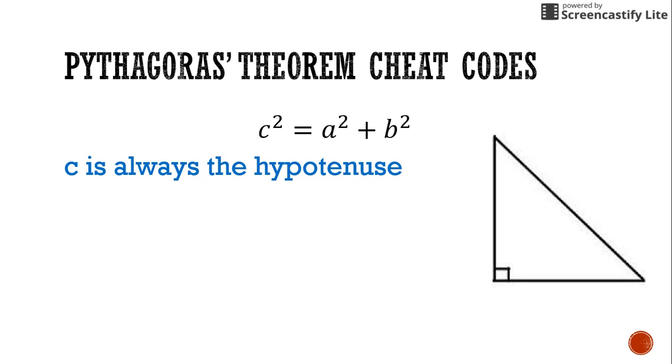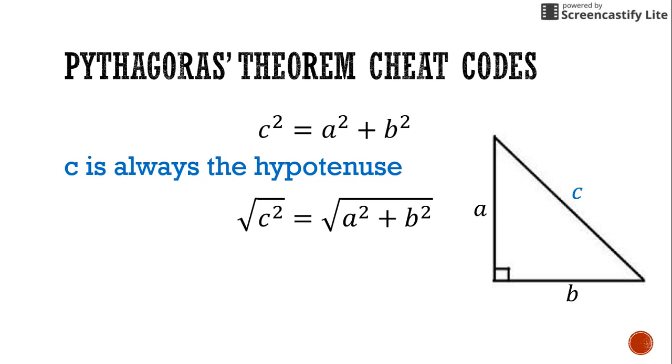So let's say we have a right angle triangle. C is always the hypotenuse. So let's locate the hypotenuse. It is the side that is opposite the right angle. So that is your C. Then you might be asking, which is A and which is B? Well, let me tell you, as long as you locate your C correctly, it does not matter which side is your A or your B. You can assign either of the sides to be A and B as long as you got your C correct.